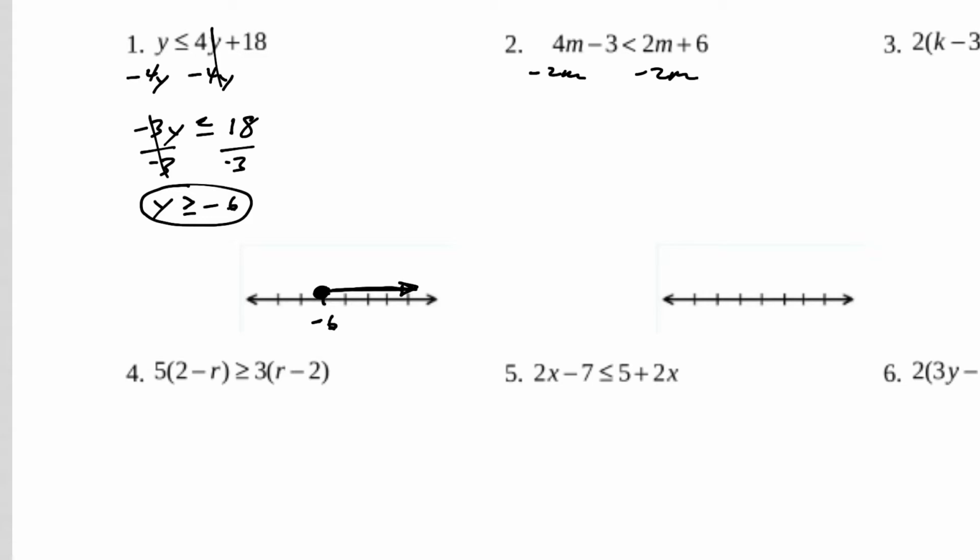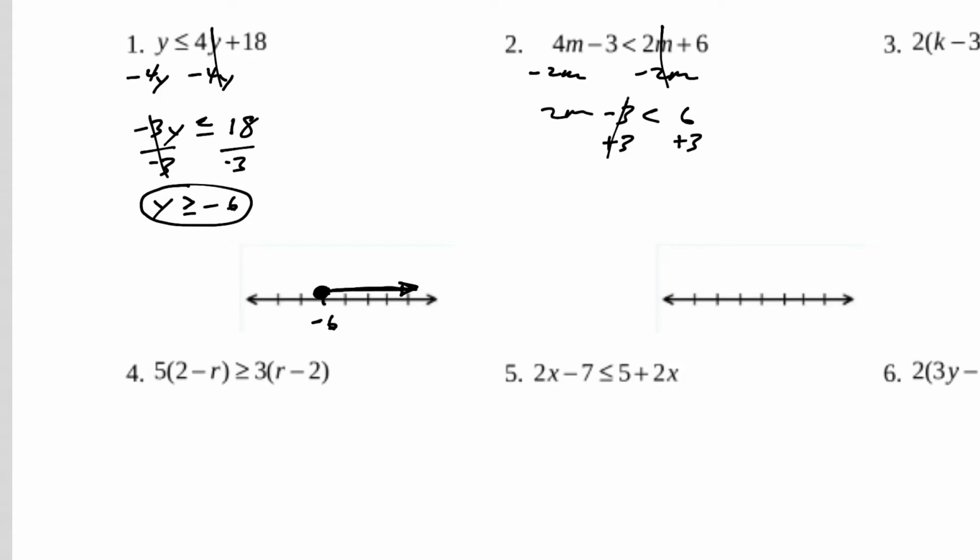And the 2m minus 2m on the right-hand side will cancel out and make 0. So now on the left-hand side, I've got 4m's, take away 2m's. That leaves me with 2m's minus 3. Bring down my inequality symbol, which is a less than, and I have a positive 6 on the right-hand side. Well, now we're back to just a two-step inequality. So then I'm going to add 3 on both sides.